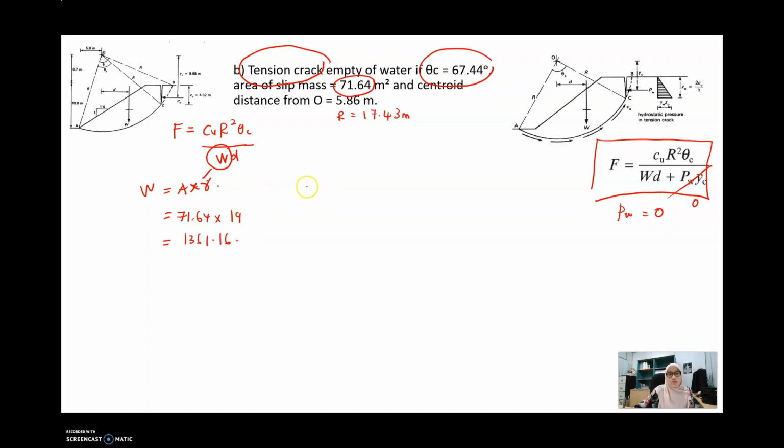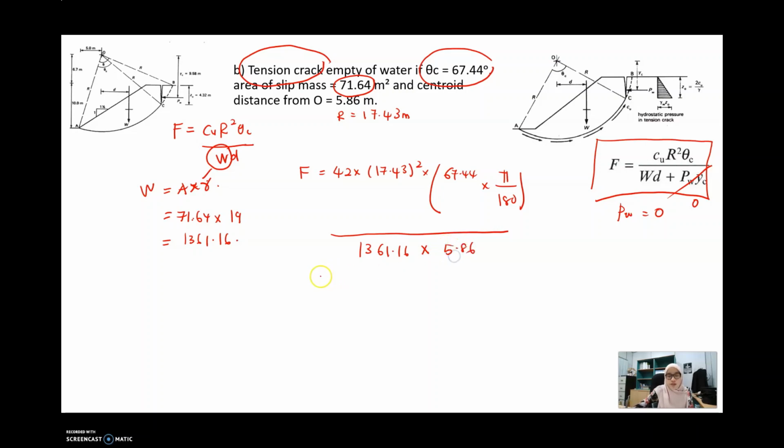1361.16. Okay, so our F is equal to 42 times 70.3 squared times theta, which is 67.44 times pi divided by 180, divided by your W, which is 1361.16, times D, which is 5.86. So you will get 1.88, greater than 1. So your slope is stable.